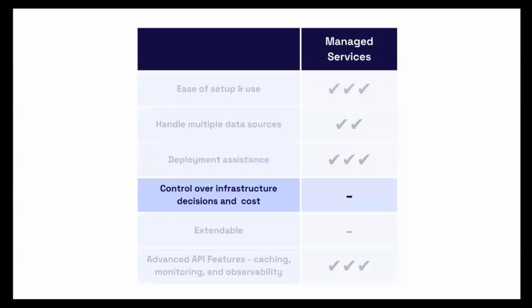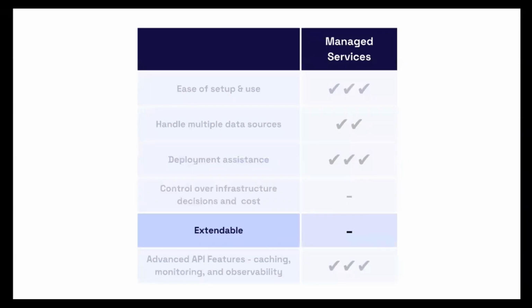Outsourcing deployment results in a lack of control over the infrastructure that supports the API and no opportunity to optimize the cost of that infrastructure. The abstraction of both server generation and deployment makes it challenging to extend a managed service. For example, adding a data source that isn't directly supported may not be feasible.